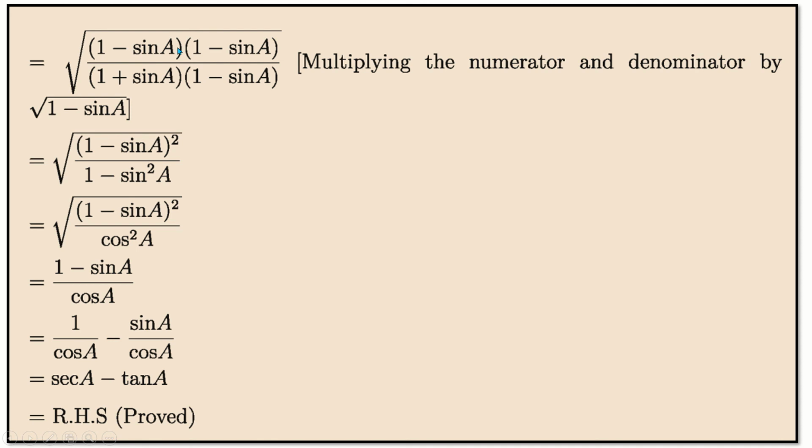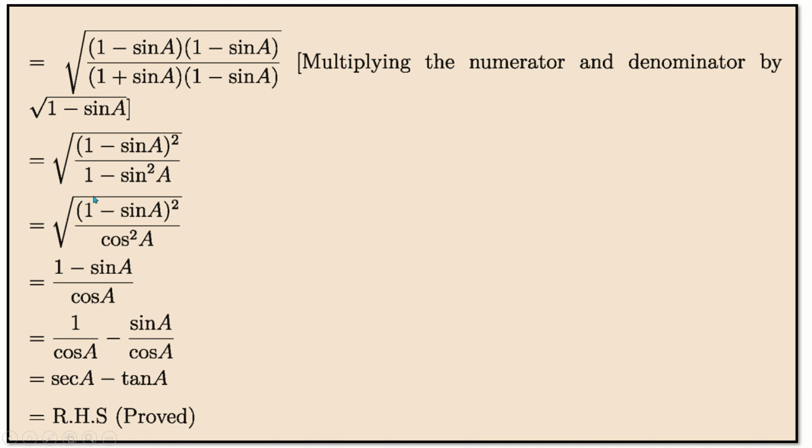Now here will be 1 minus sin a whole square, and denominator will be 1 minus sin square a. Angle you can use any angle, no problem. Either here will be theta or b or alpha or gamma. Angle doesn't matter. Depending on the given condition, you'll solve.